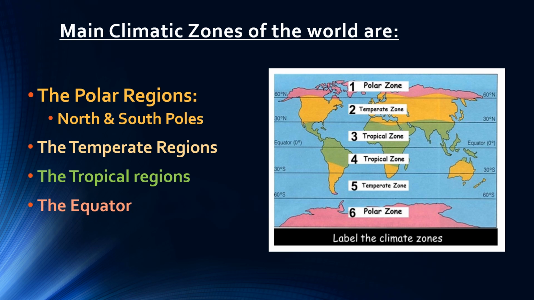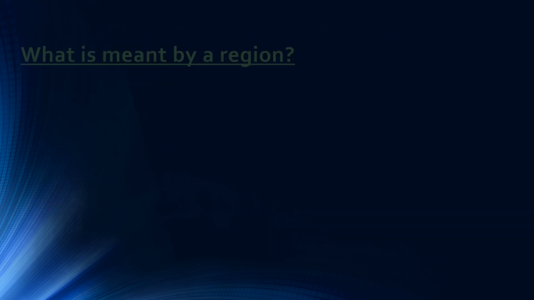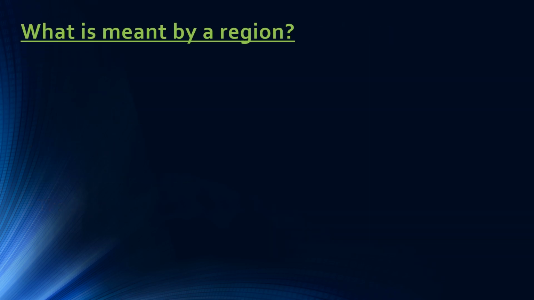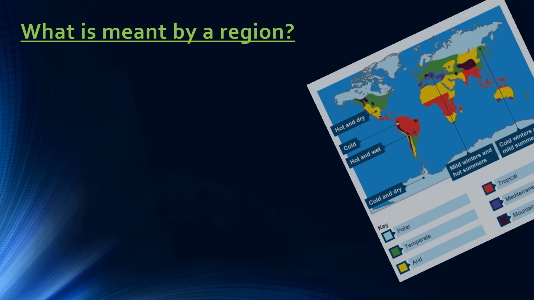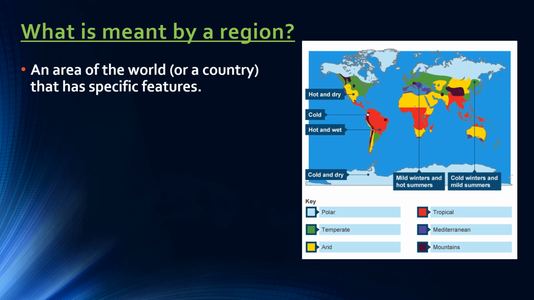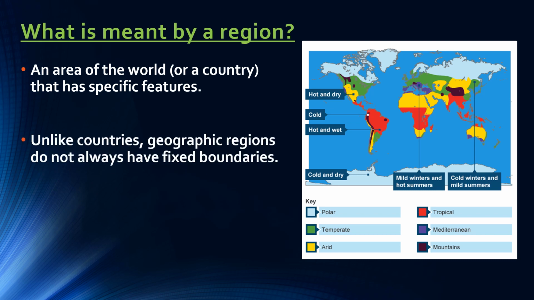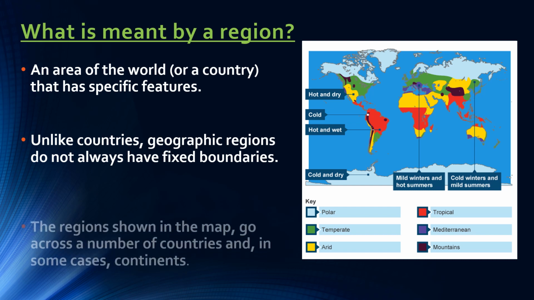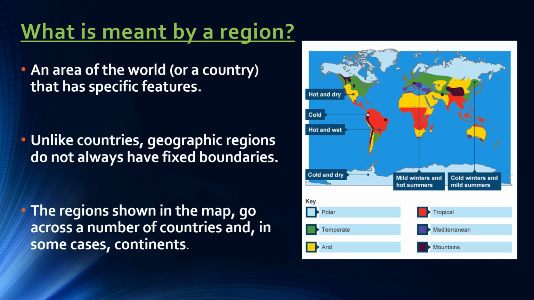Students, here we use and find the word region. So here a question arises: what is meant by a region? Well, it is important to understand that a region is an area of the world, or a country, that has specific or special features. Unlike countries, geographic regions do not always have fixed boundaries. These are not limited to the boundaries of countries. The regions shown in the map go across a number of countries and, in some cases, continents.